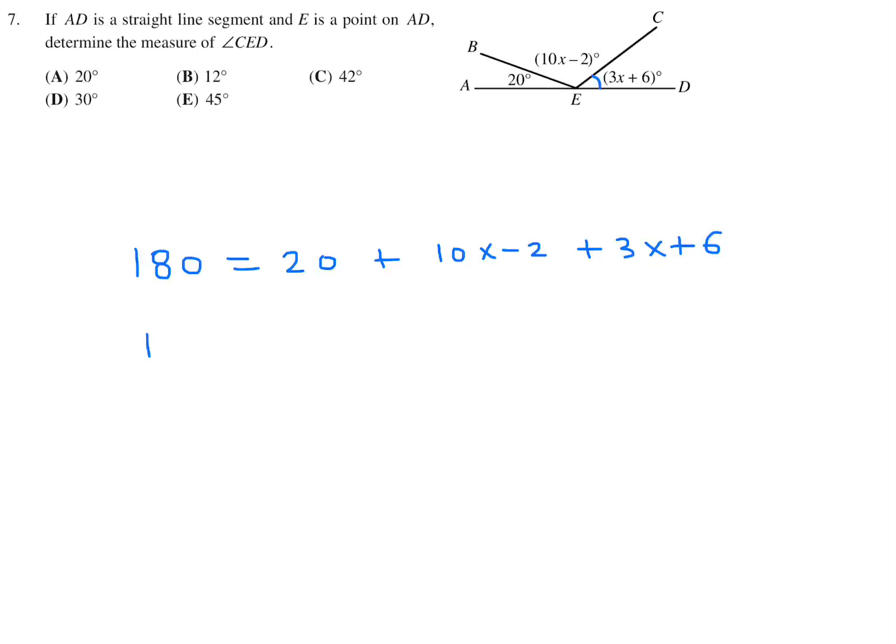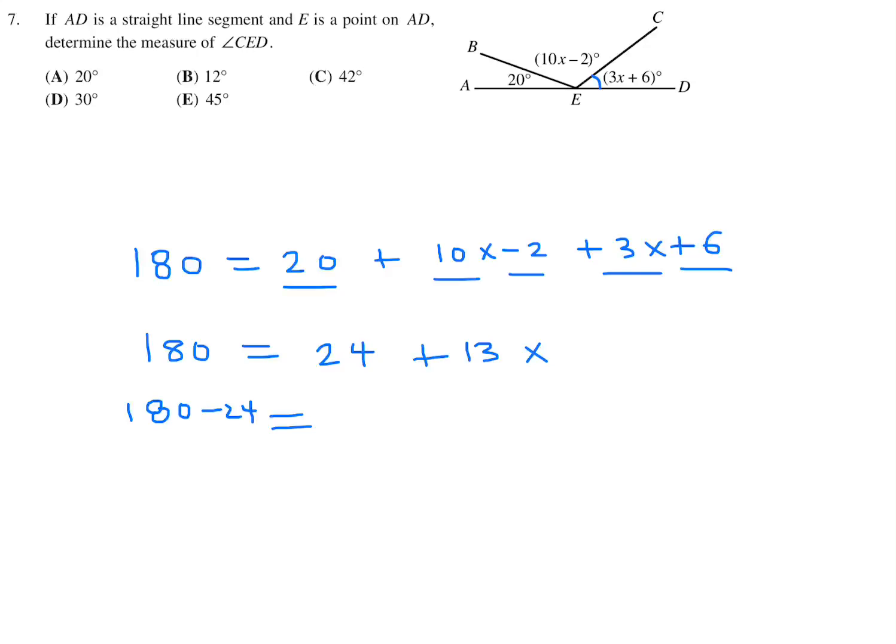So now let's solve. We got 180 is equal to 20 minus 2 plus 6. So that looks like 24. And then 10x plus 3x is 13x. So 180 minus 24 is equal to 13x. And therefore 156 over 13 is equal to x. So x is equal to 12.